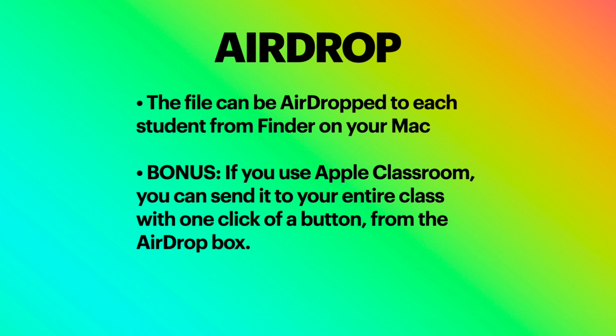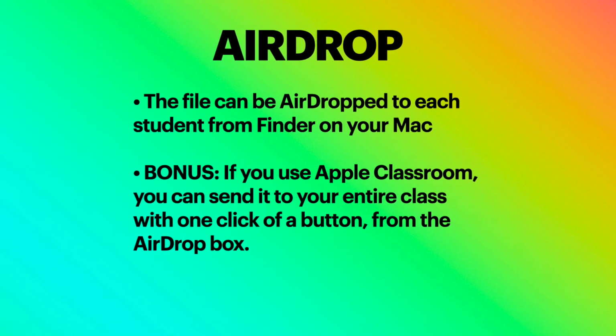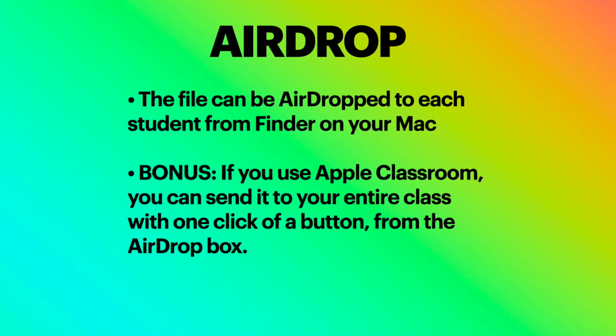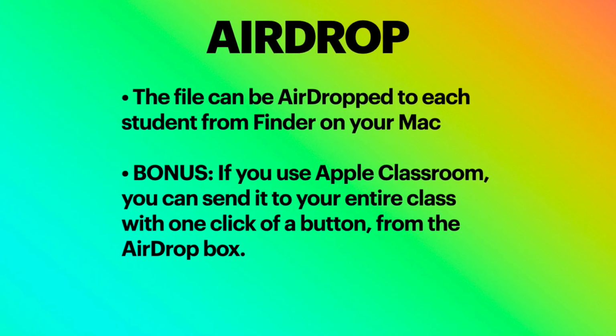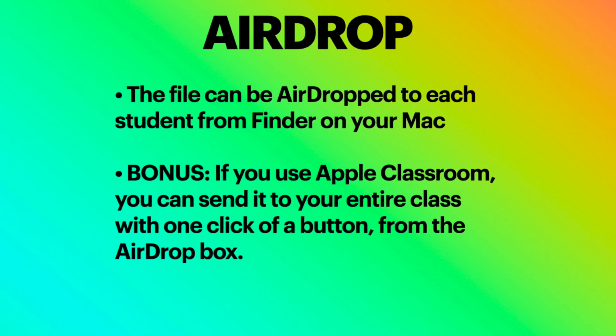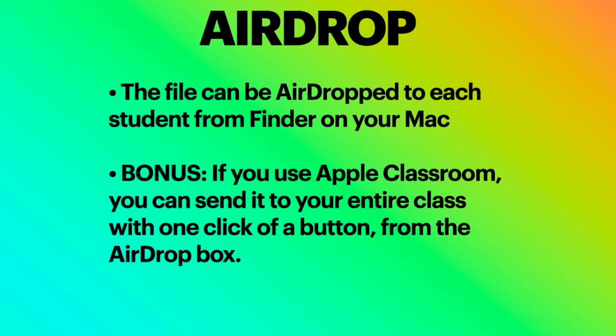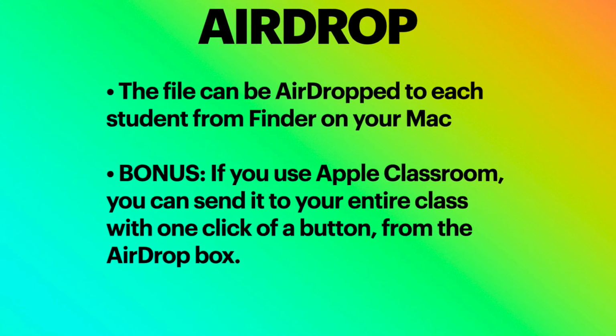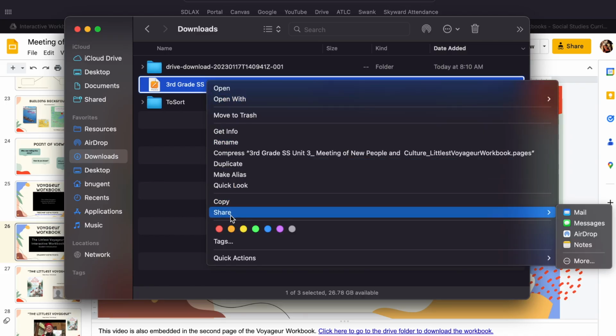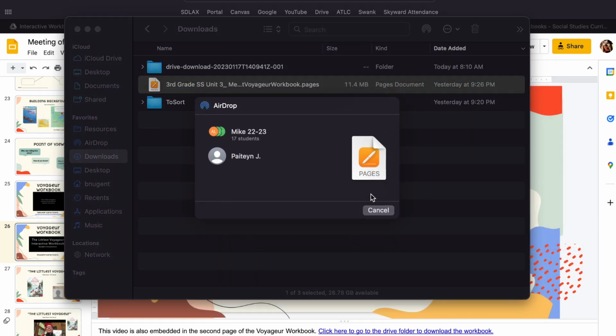You can send this file directly to your students, or if you have Classroom, you can send it to the whole class all at once with one click of a button. In this video, I will show you both ways to send, but remember, you will choose one or the other. Locate the file in your Downloads folder, then right-click on it and go down to Share, then select AirDrop. When the AirDrop box appears, you will want to click on the names of each of your students so that you can send the file to them.